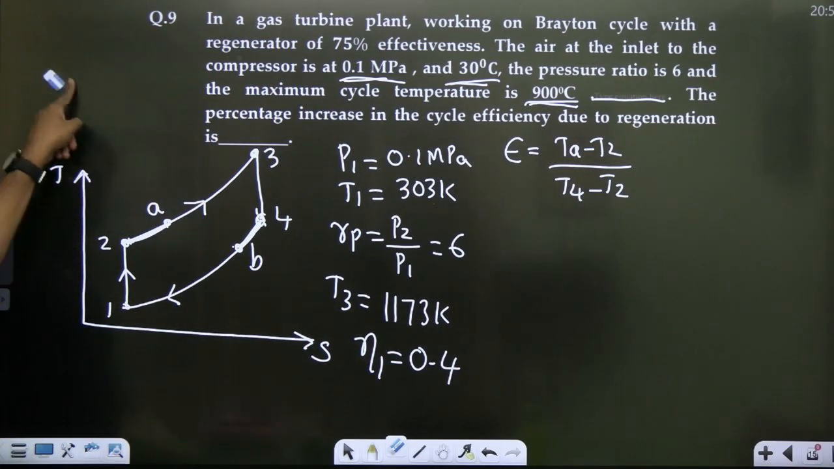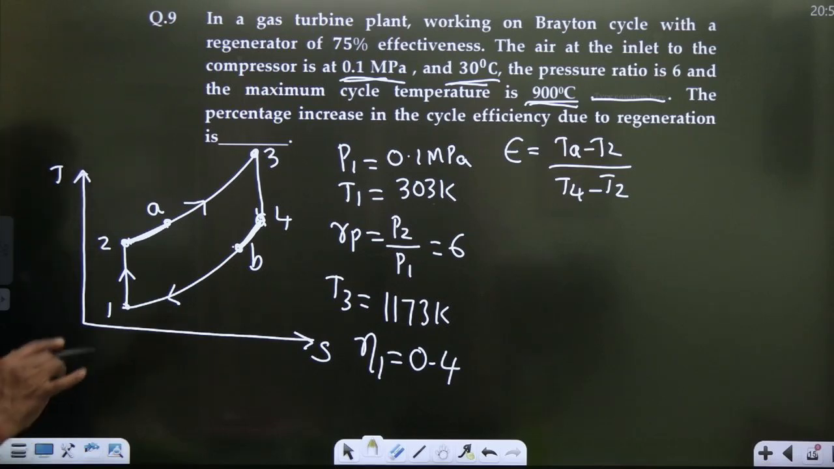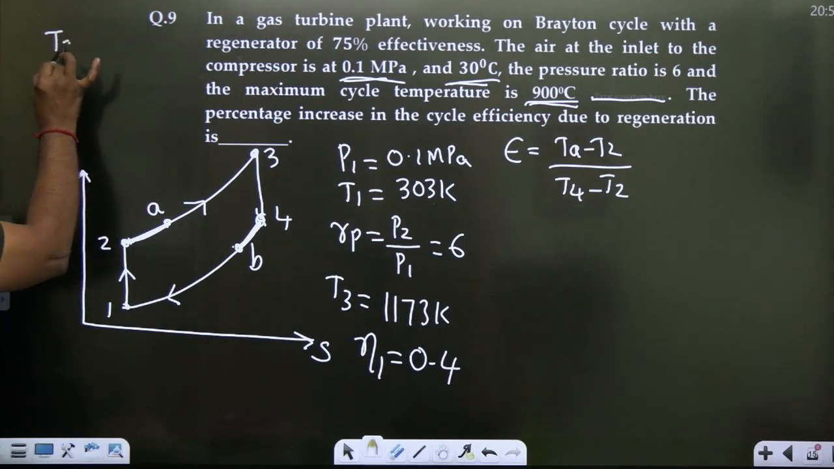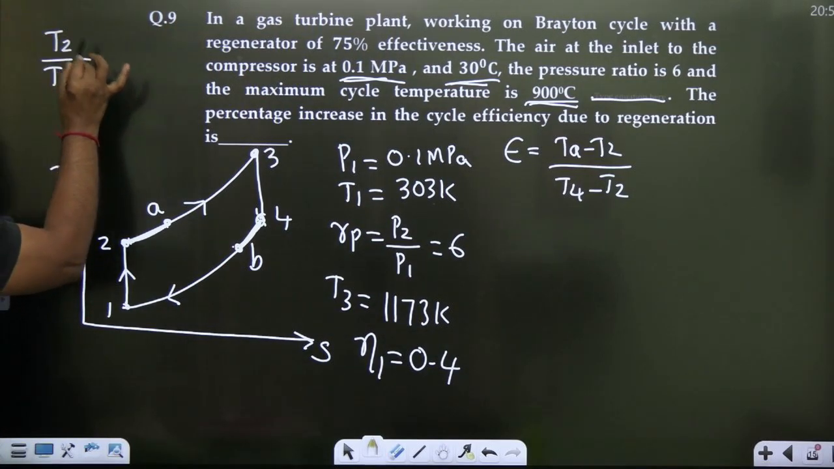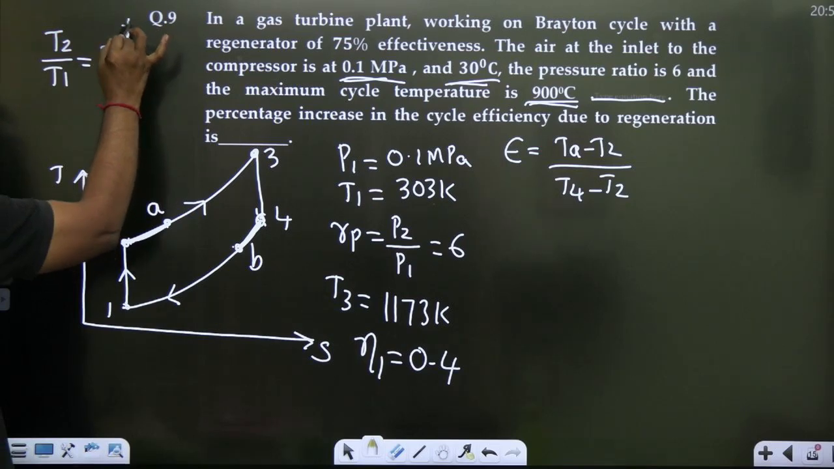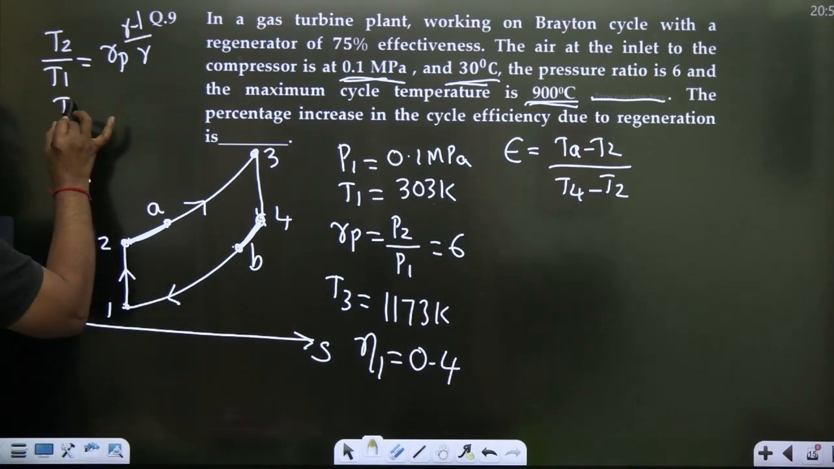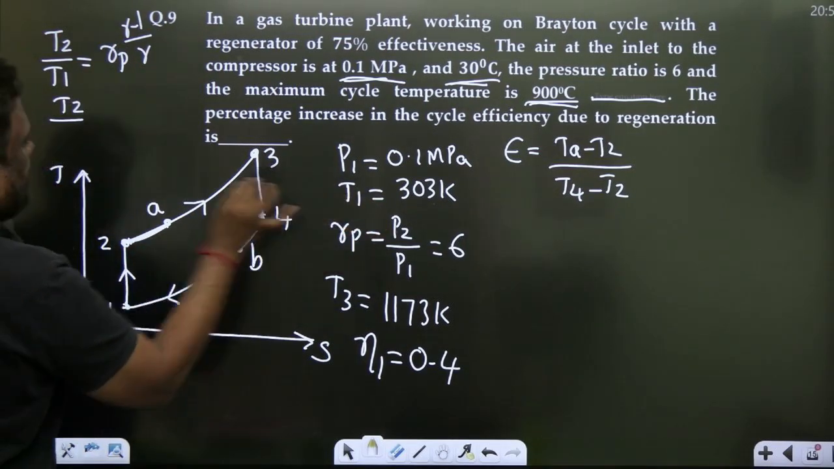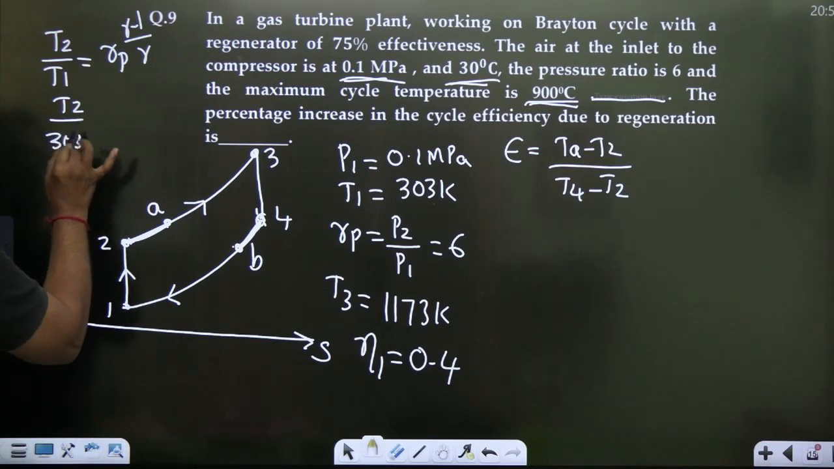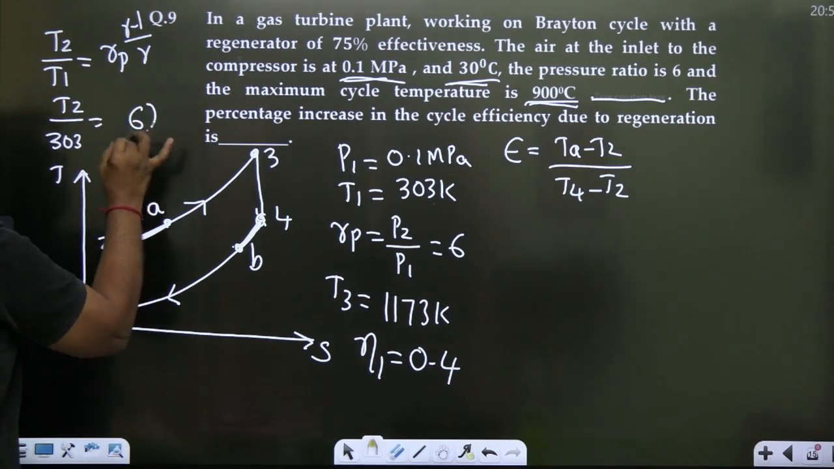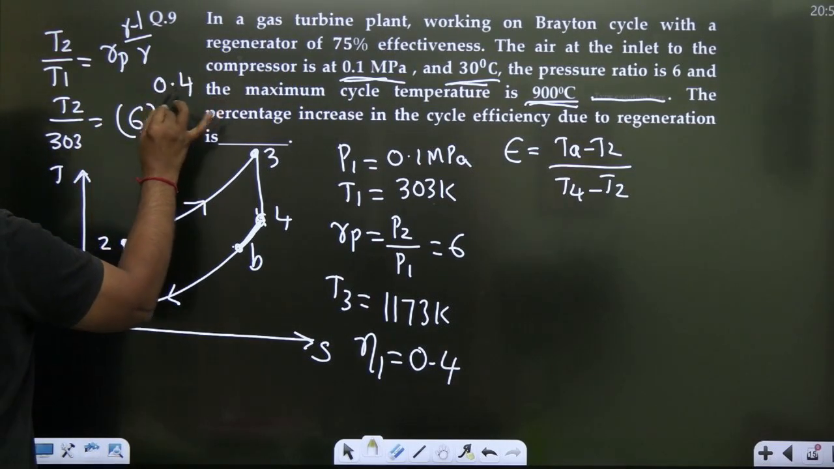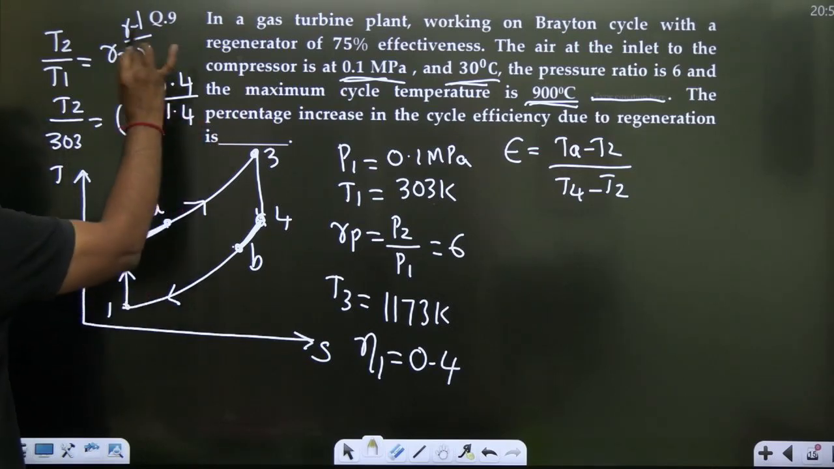Now, let's calculate with regenerator. 1 to 2 is reversible adiabatic compression. T2 by T1 is equal to Rp power gamma minus 1 by gamma. What is T1? 303. What is Rp? 6. Gamma is 1.4, so gamma minus 1 is 0.4, by gamma.